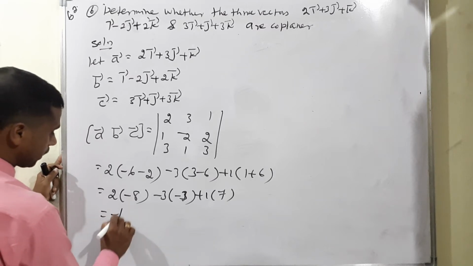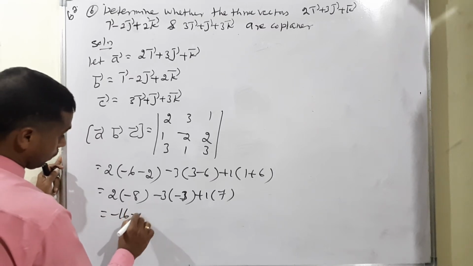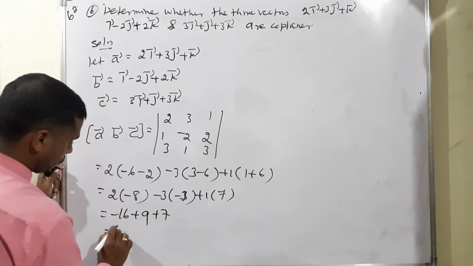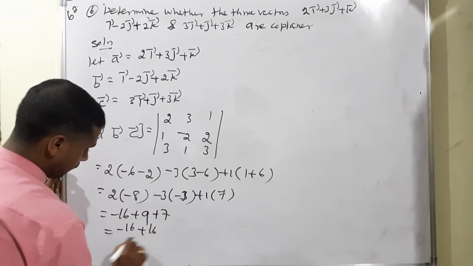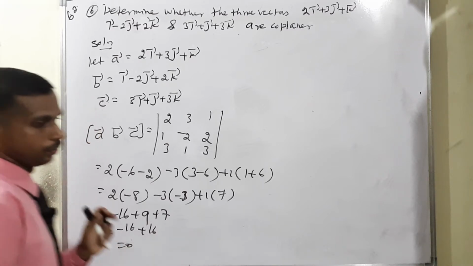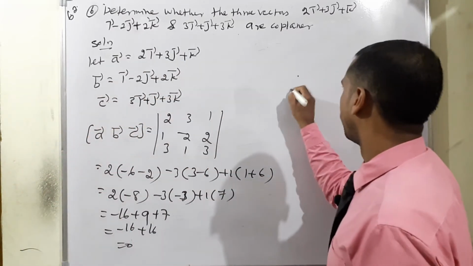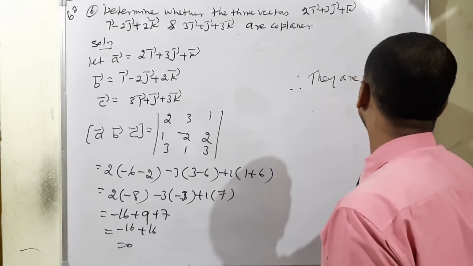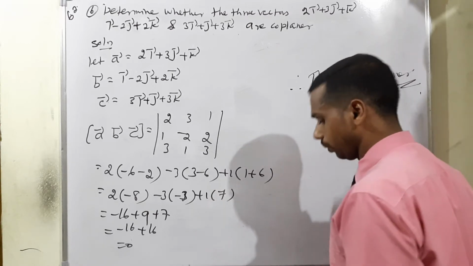So 2 into minus 8 means minus 16. Minus into minus positive 9. 1 into 7 means positive 7. Therefore minus 16 plus 16. Yes, we have result 0. Therefore we can say they are coplanar. Okay, I will continue the next question.